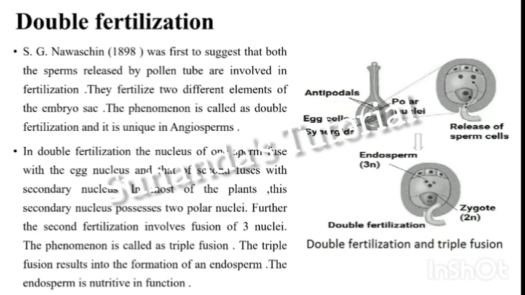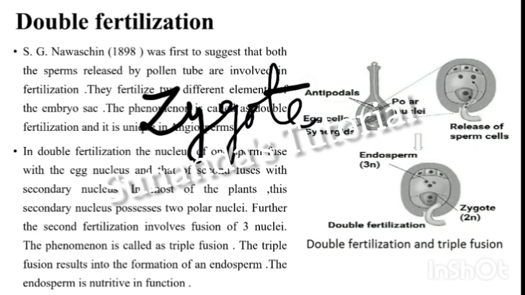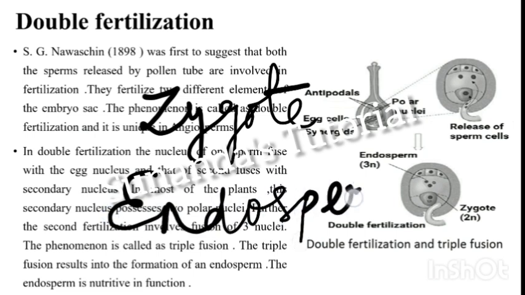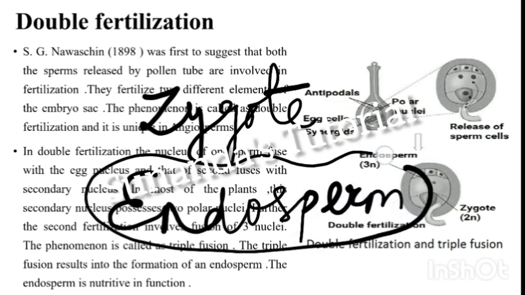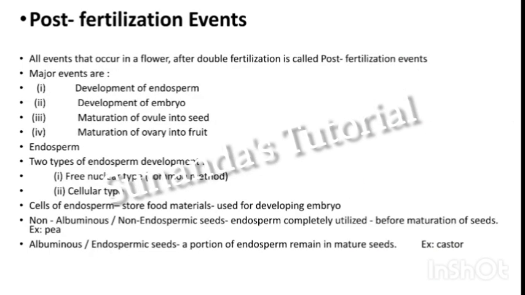The male nucleus which fertilizes the egg forms the zygote. Another male gamete which fertilizes the polar nuclei forms the endosperm. At first it forms the primary endosperm nucleus, and next it grows to form the endosperm.